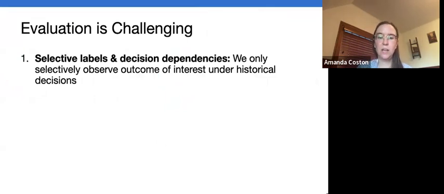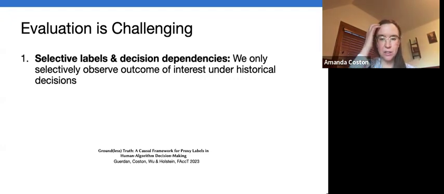One way to talk about this problem that I've proposed using potential outcomes is selective labels: we are only selectively observing labels for people who historically got the decision we're interested in predicting outcomes under. Another term people use is decision dependencies, so that the outcome has these decision dependencies. Regardless of which language you use, the problem is that we're only selectively observing the potential outcome under the proposed decision we want to predict. We only observe that under historical decisions, so we're observing it for a biased sample of the population.